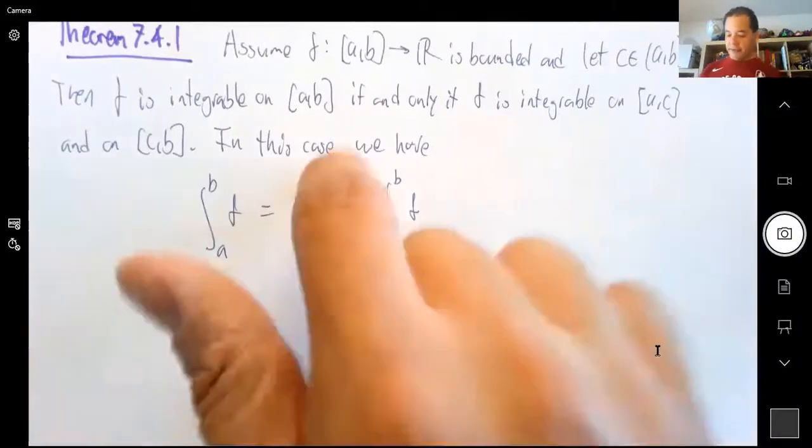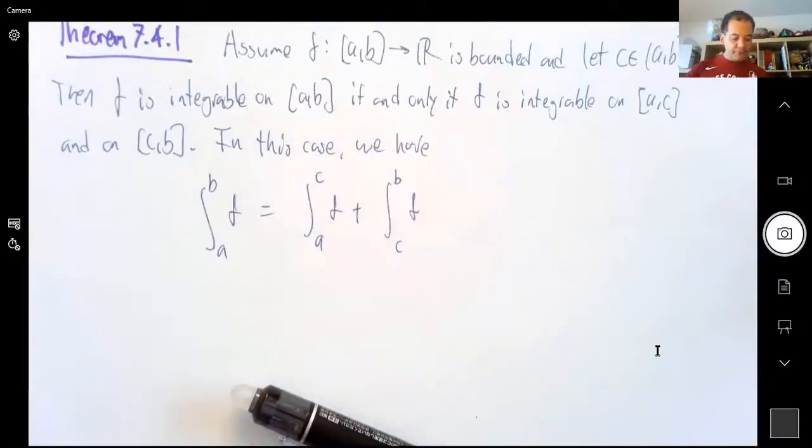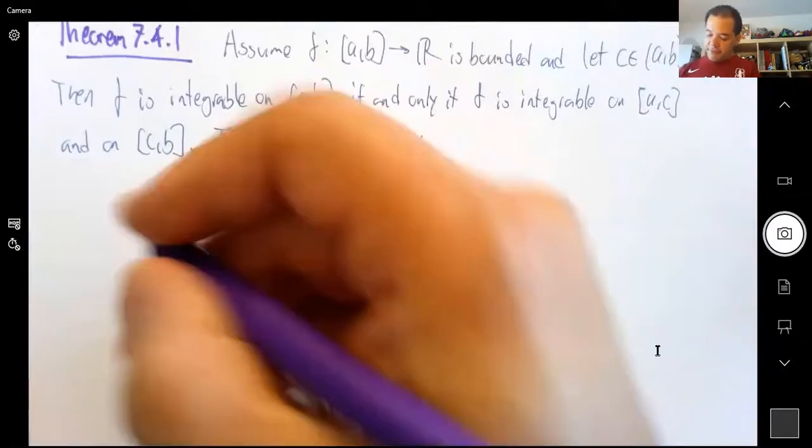So let's proceed to the proof of this one. So it's an if and only if statement.